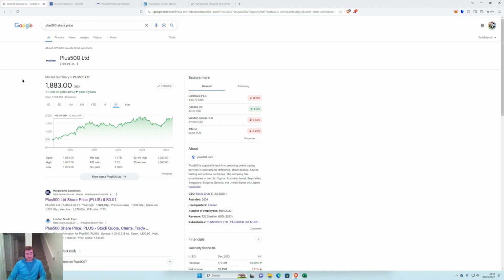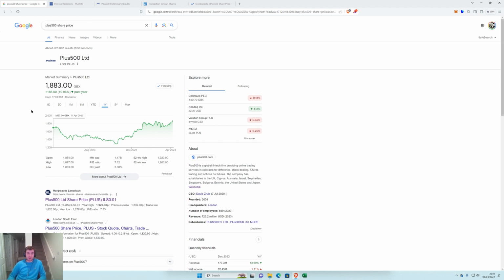And over the last 5 years, the stock is up 280%. Since its inception, it's up 1,470%, and that's in about 11 years. In the last year, it's up 11%. It currently pays a dividend of about 3.4%, and it's got a price to earnings of 7.2.